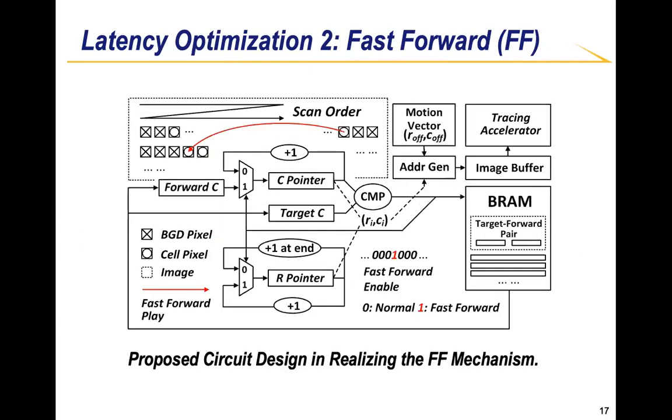This figure shows the detailed circuit design of the fast-forward mechanism. We figured out the skipping locations offline and stored them inside the on-chip DRAM buffer. A comparator keeps track of the row and column indices of the scanned pixels. Once it hits the target skipping location, it triggers a fast-forward event, and it updates the memory address accordingly for fetching the next input pixel. In this way, the fast-forward mechanism can be realized.